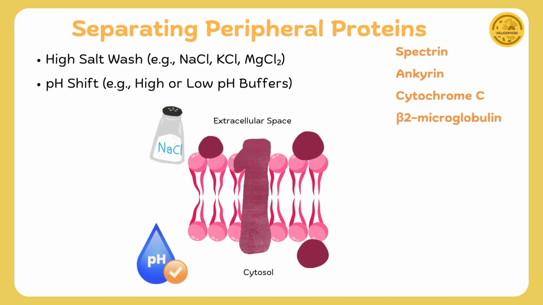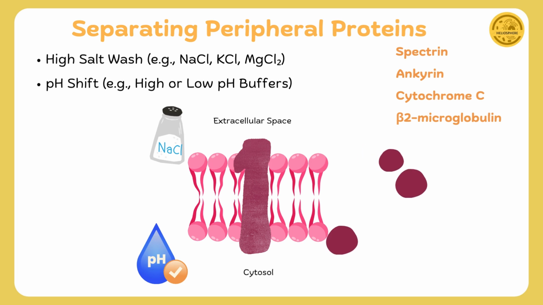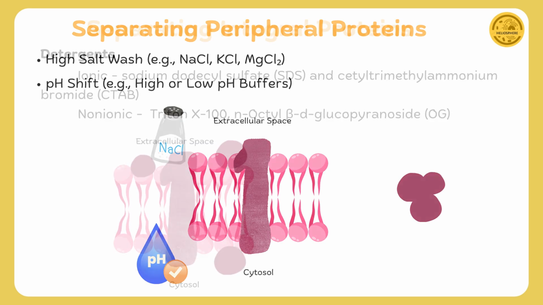They can be dissociated using high salt buffers, for example sodium chloride, potassium chloride, magnesium chloride 2, which disrupt electrostatic interactions with phospholipid head groups, or strong acid and base buffers, which alter charge distribution without breaking the membrane. This allows researchers to selectively isolate peripheral proteins while keeping the lipid bilayer and integral proteins intact.